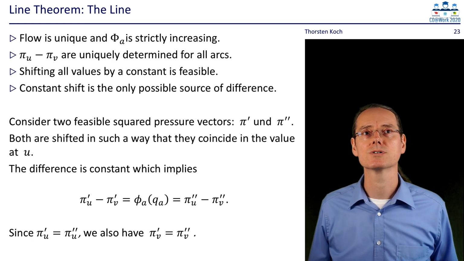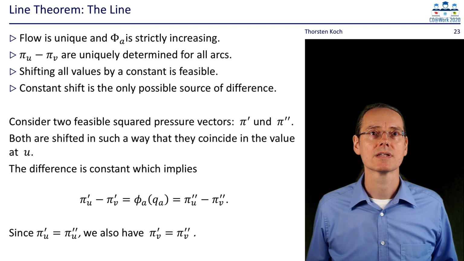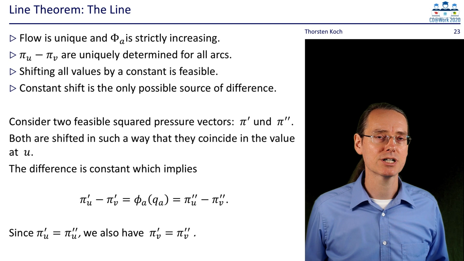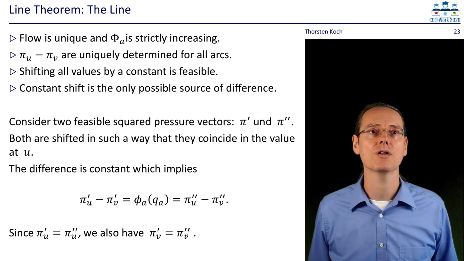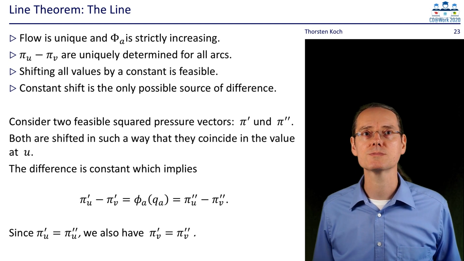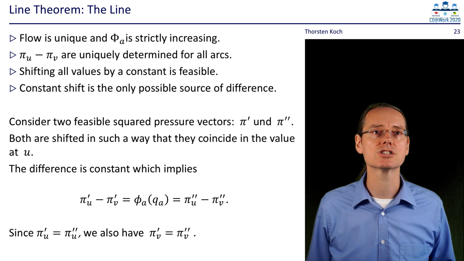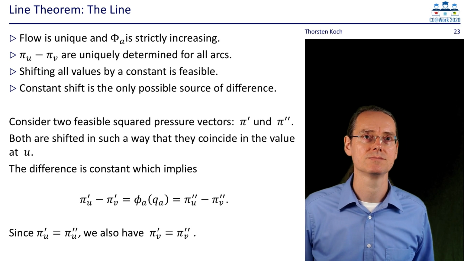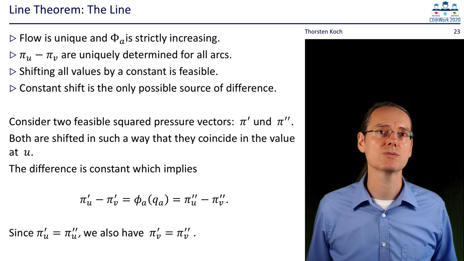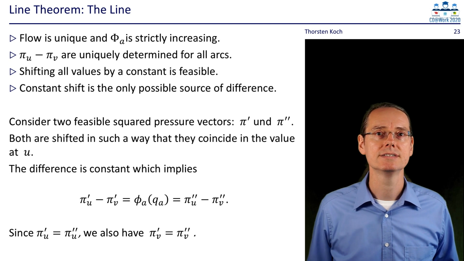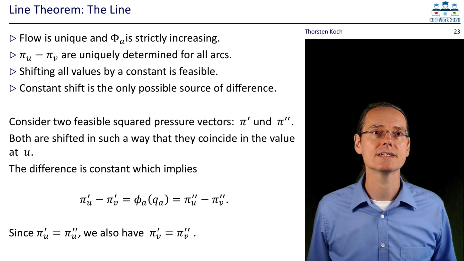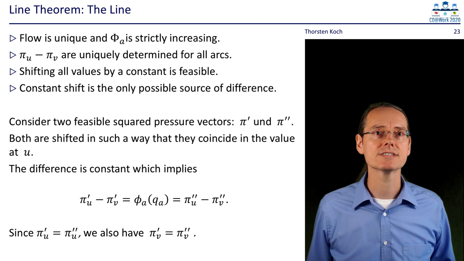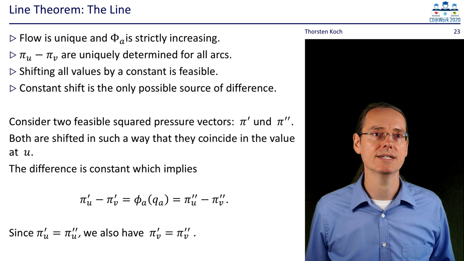So in the result, the flow is unique, given that phi is strictly increasing, and the differences of the squared pressures are uniquely determined for all the arcs. So shifting all values by a constant is feasible. A constant shift is the only possible source of a difference. So consider 2 feasible squared pressure vectors, pi tick and pi 2 tick. Both are shifted in such a way that they are coincident in the value at u. Then the difference is constant, which implies that they're basically the same.